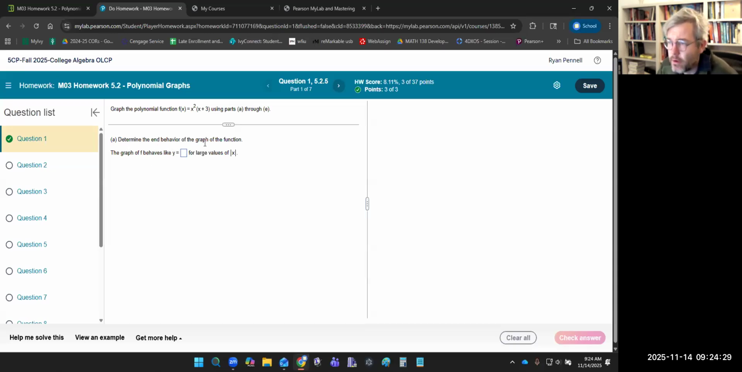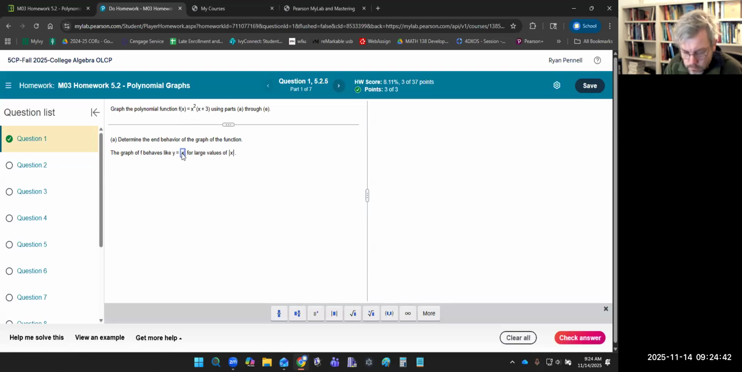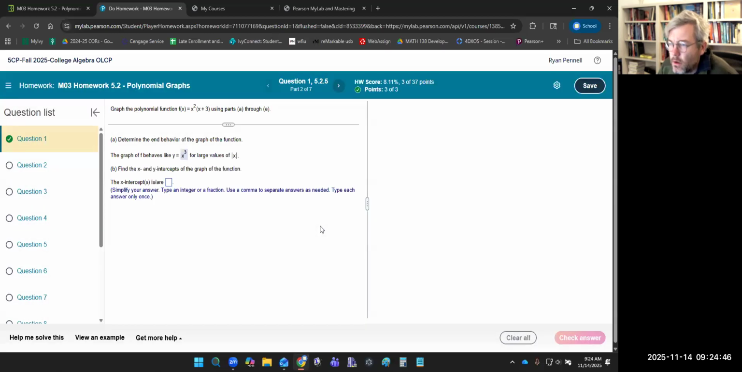Determine the end behavior of the graph of the function. The graph behaves like y equals blank for a large value. This is going to behave like x cubed. Okay. Why? Because x times x is x cubed.